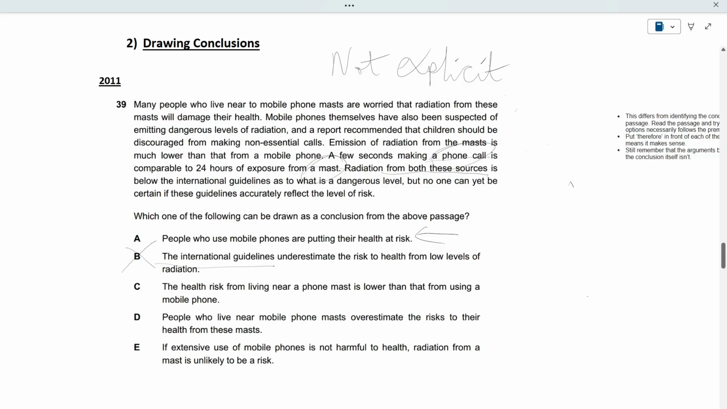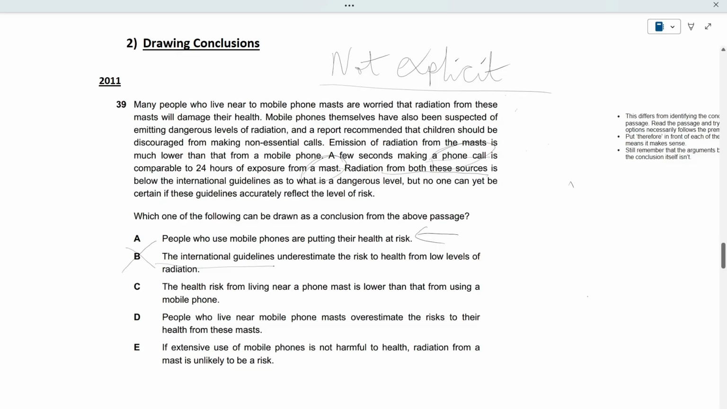C, the health risk from living near a phone mast is lower than that from using a mobile phone. So it definitely says that. It definitely says that. But remember, the conclusion is not explicit. Is that the overarching conclusion of the paragraph? No, it's actually a premise.